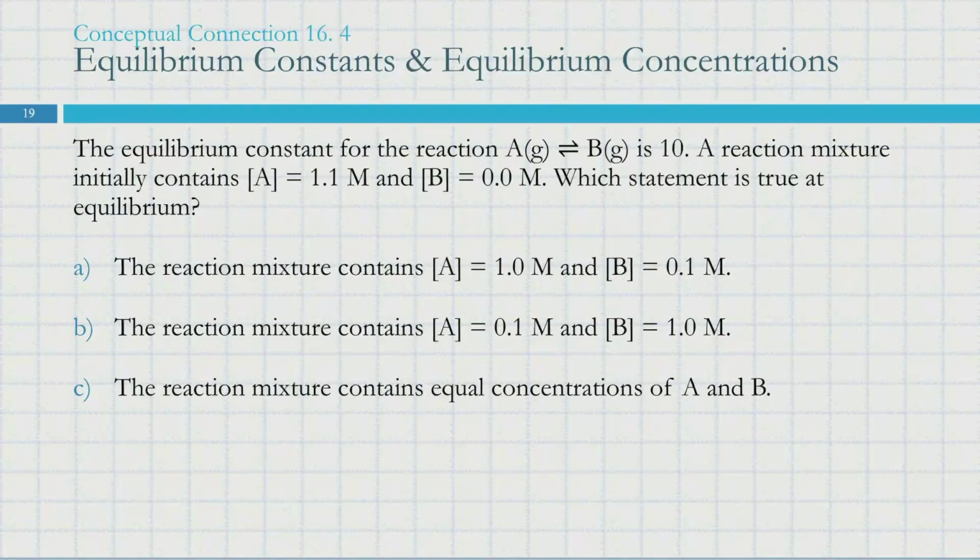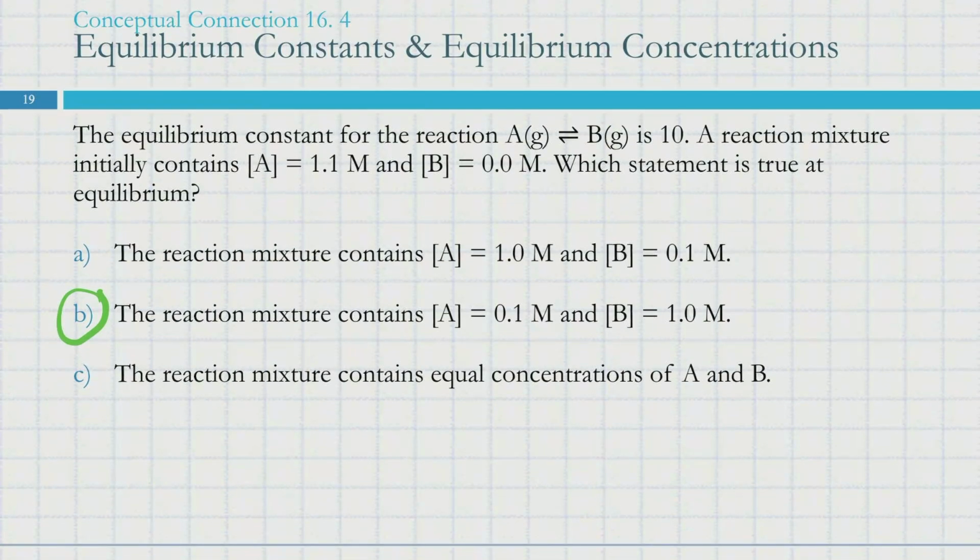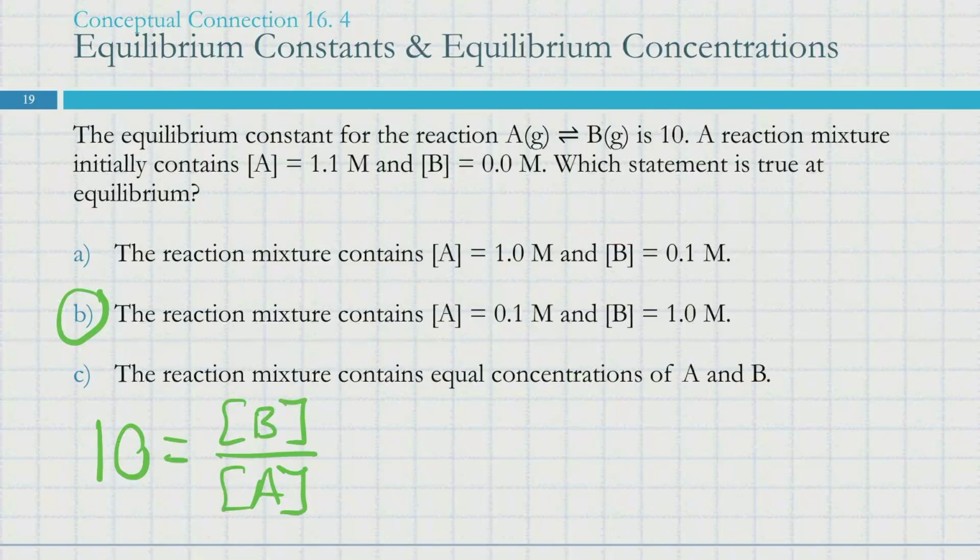We've got a guess for B. Any other guessers? All right, our guess for B. Our equilibrium constant is equal to 10. So 10 as our equilibrium constant is equal to the concentration of B over the concentration of A.